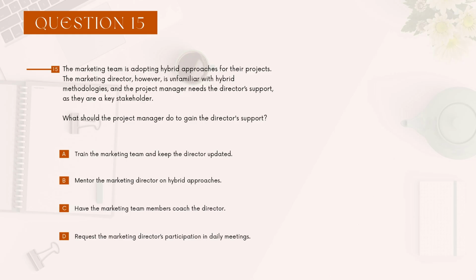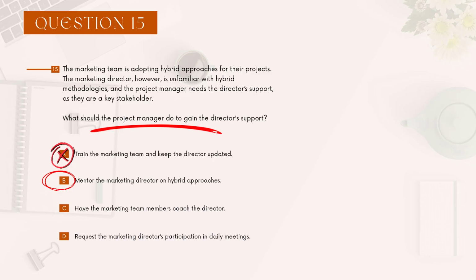Marketing team is adopting hybrid approaches for their projects. The marketing director, however, is unfamiliar with hybrid methodologies, and the project manager needs the director's support as a key stakeholder. What should the project manager do to gain the director's support? All right, I already know what this answer is going to be. The marketing director doesn't know about agile or hybrid. You've got to teach him, or do something that's going to fill in that knowledge gap. Option A: train the marketing team and keep the director updated. Okay, so I'm not going to pick that. We know that the marketing team is not at fault. The director is. The director needs this training.